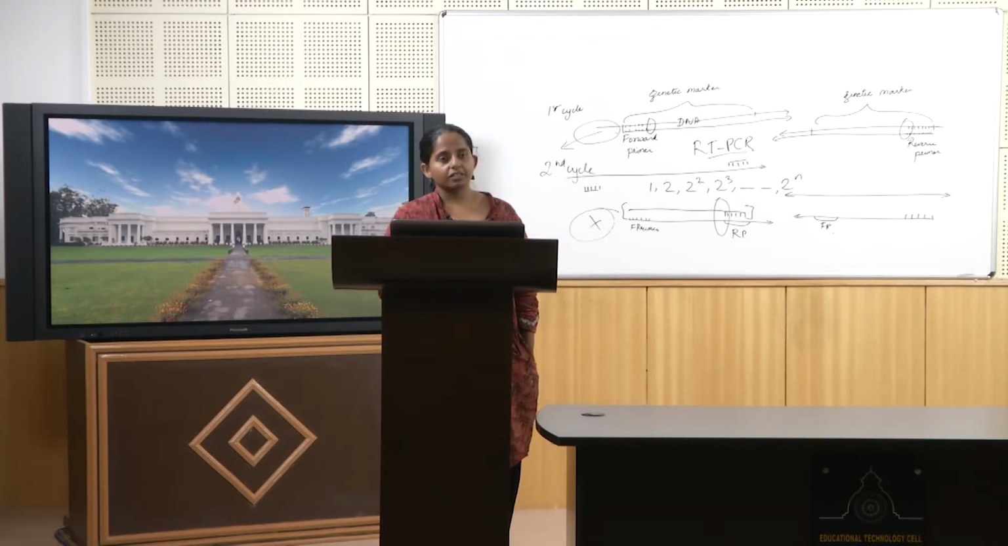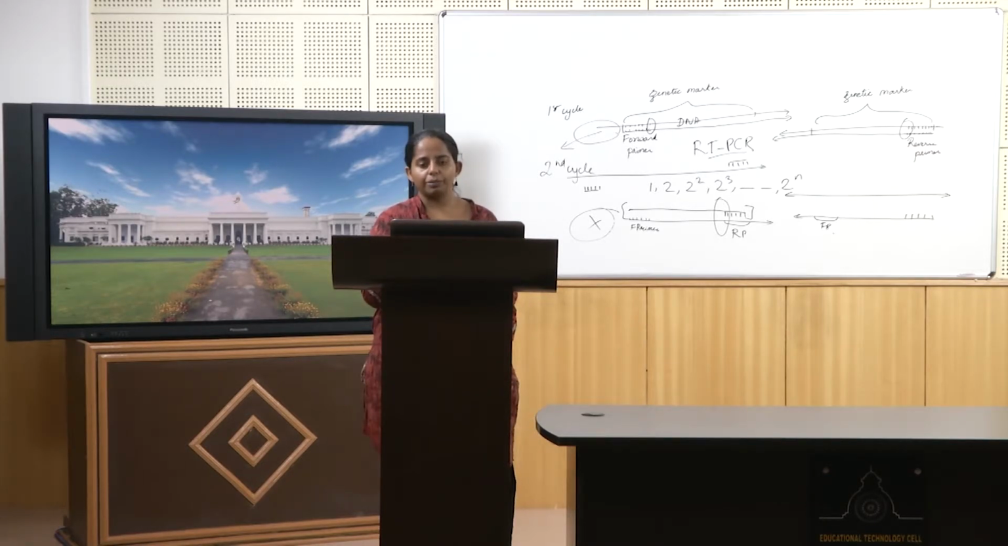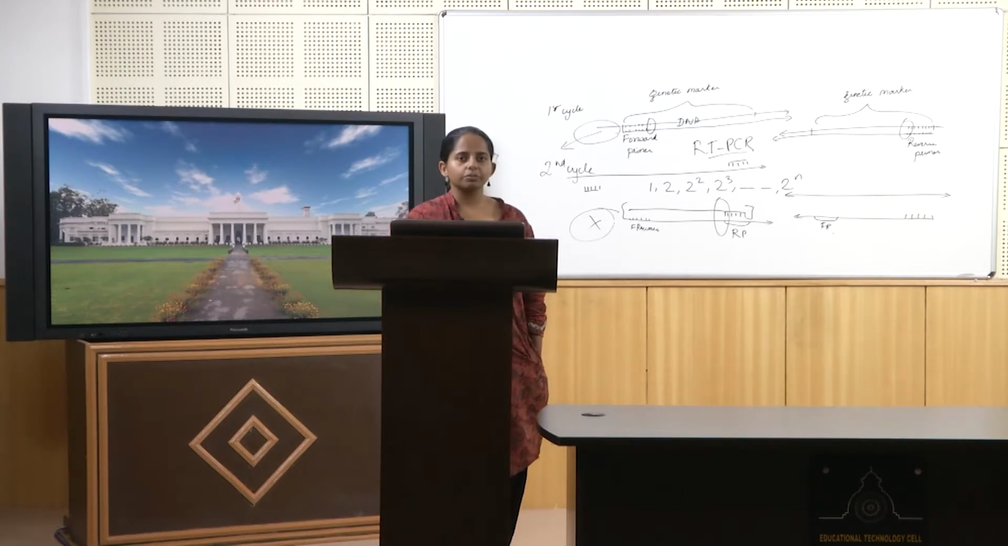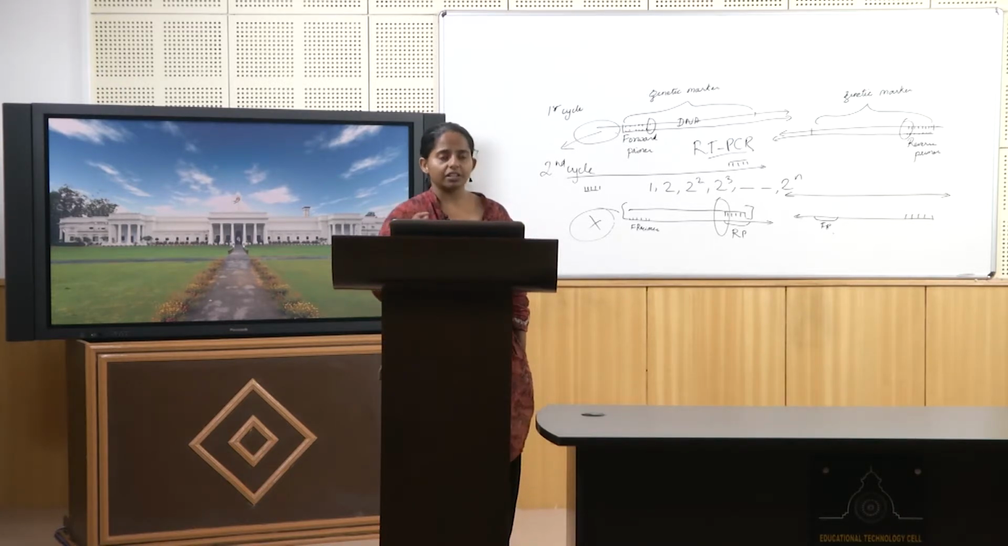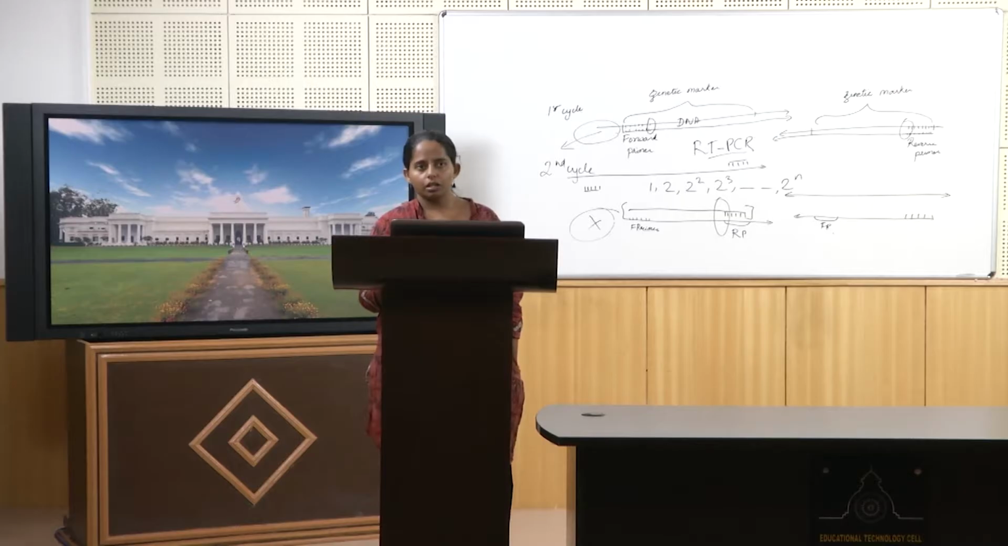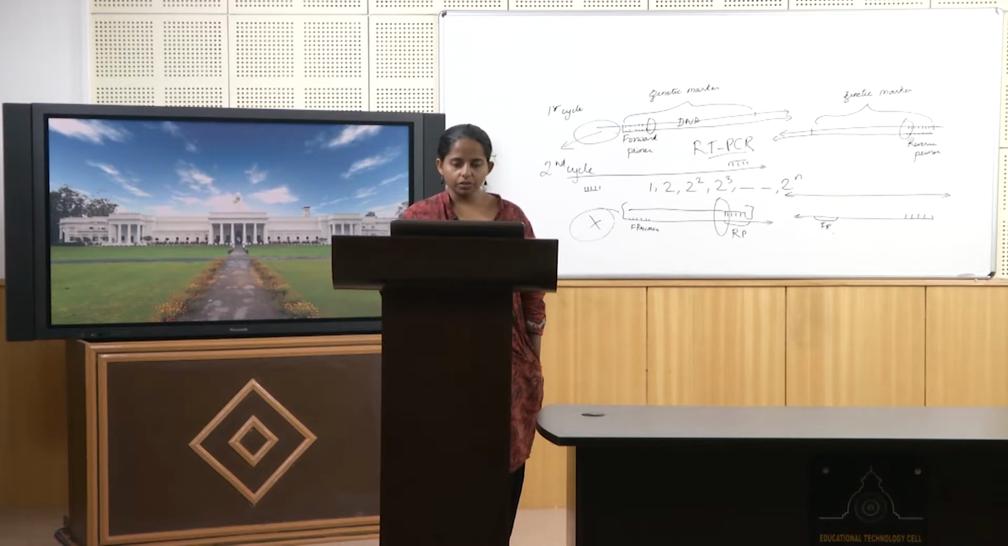The other is cell culture PCR. This is a wonderful technique which will address the issue of both viability and pathogenicity. It works on the principle of virus detection mostly. We make a cell line that the pathogen usually infects. For example, if the pathogen infects intestines, we will make an intestinal cell line and then we will put the water sample on it, and if we see plaques in it, then we know, oh well, there are pathogens present. So, only infectious pathogens grow.